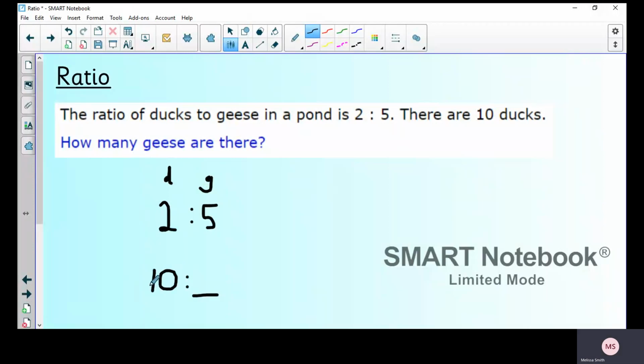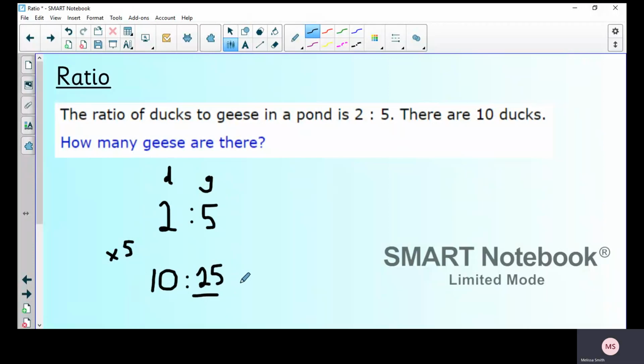What's happened to my ratio? It's been scaled up, so we repeat the process. What do I multiply by 2 to get to 10? Well, multiply it by 5. Whatever we multiplied by this ratio, we have to do the same to this ratio. 5 times 5, 25. So therefore there are 25 geese. I don't think I'd like to be near that pond if there was 25 geese there.